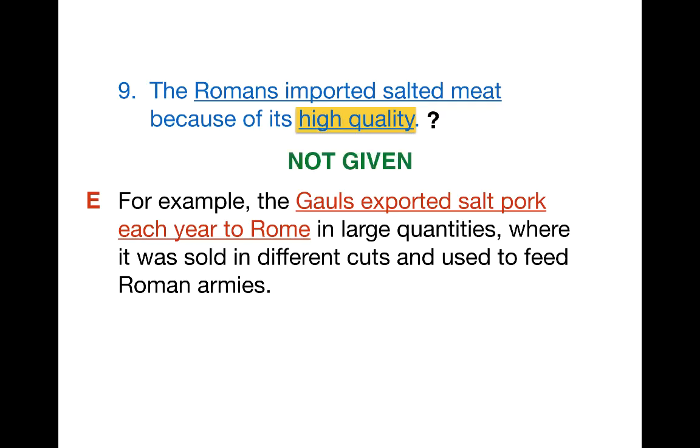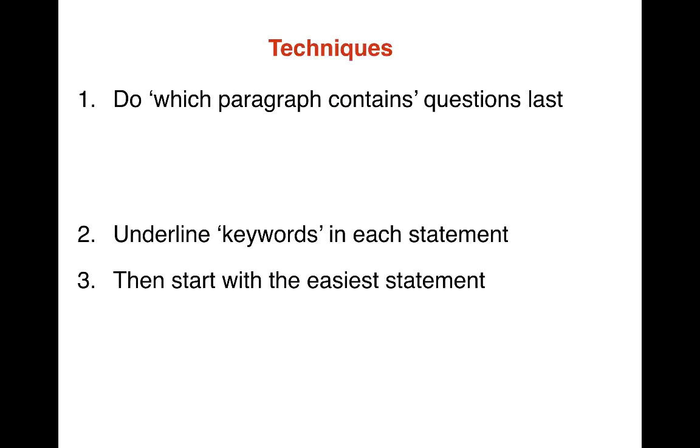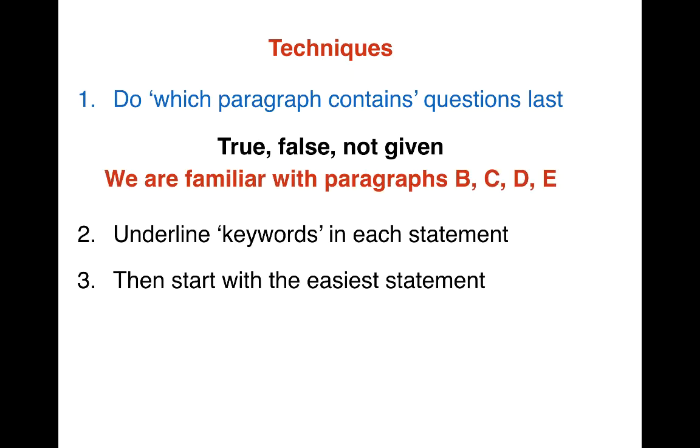Now that we've done those true, false, not given questions, let's quickly check our techniques before we carry on. The first technique we've just done: do which paragraph contains questions last. Well, we've done that because we've just done the true, false, not given questions. The advantage of that is that now we are familiar with paragraphs B, C, D and E because we got the answers for the true, false, not given section from those 4 paragraphs. Now we can start the which paragraph contains questions, and our next technique is underline keywords in each statement.